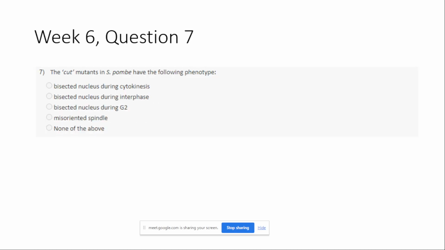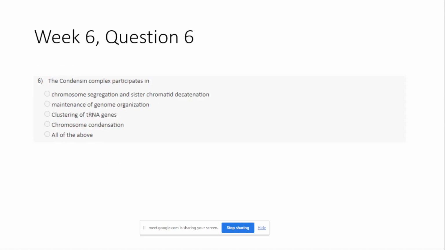Okay, I think we missed one question here. The condensin complex participates in segregation and sister chromatid decatenation. Is it true? Option A.